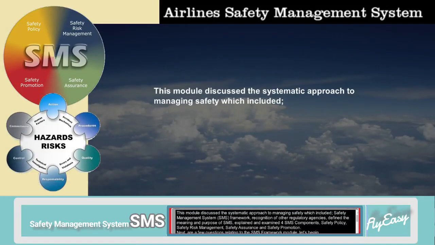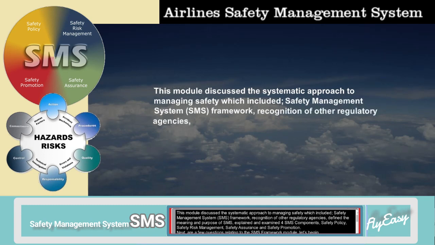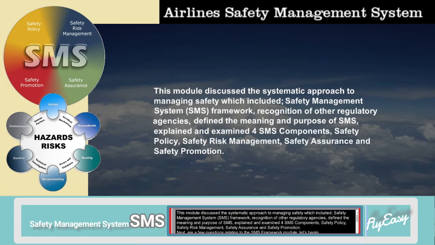This module discussed the systematic approach to managing safety, which included Safety Management System SMS framework, recognition of other regulatory agencies, defined the meaning and purpose of SMS, explained and examined 4 SMS components: safety policy, safety risk management, safety assurance, and safety promotion.